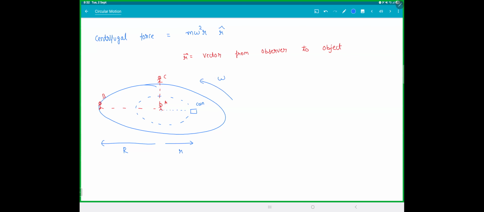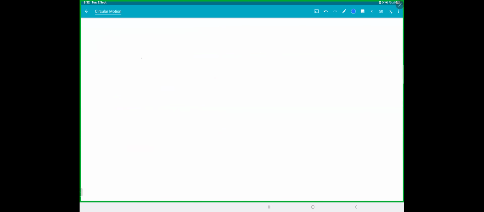If you ask person A to draw the FBD, this is what he will say. A will say, okay, there is a coin here. Because I'm rotating, I'm in a rotating frame, there will be a centrifugal force, m omega square r. This is the centrifugal force. And this is also the pseudo force.